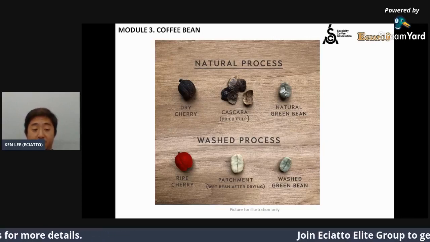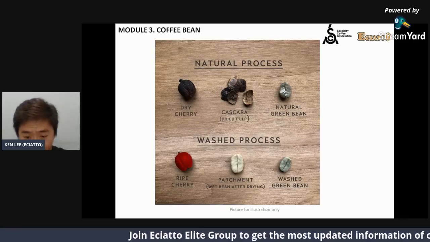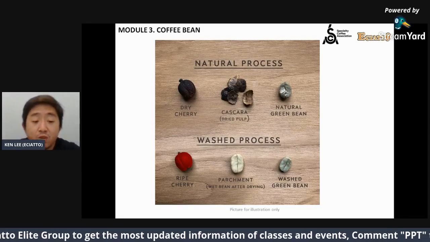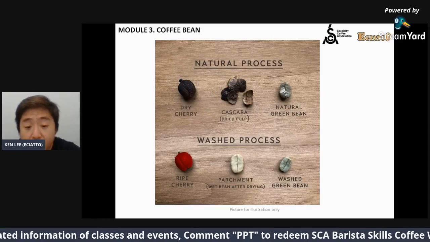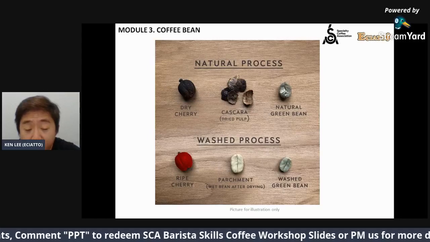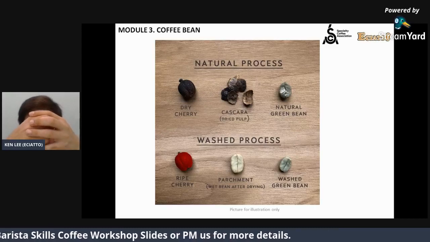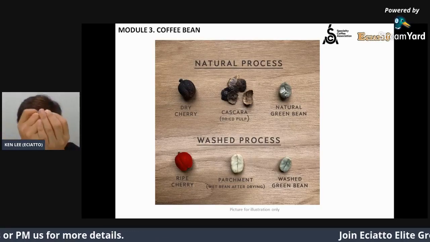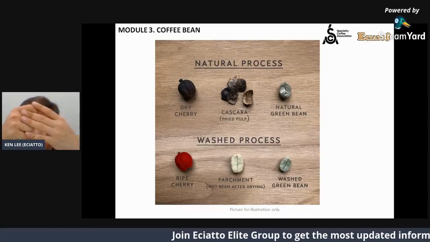If we go into the profile, after the process has been done, we all know that natural process has more fruit or fermentation flavors, because the beans have more time to interact with the natural sugars from the cherry, since they are dried in the whole cherry itself. After they pick it, they just put it and dry it, so it will be fermented in the whole cherry itself, turning them often to overripe.